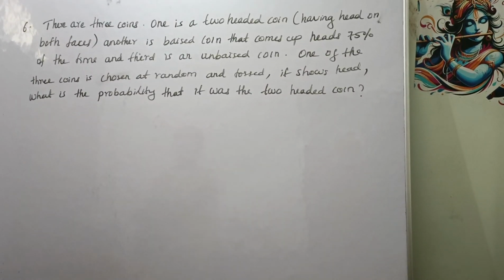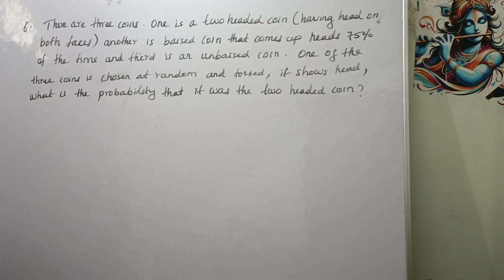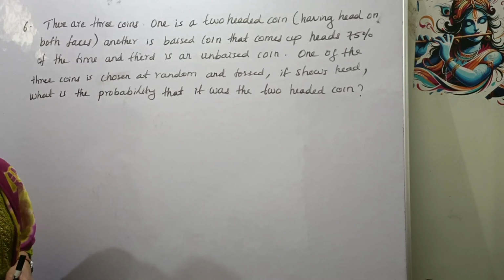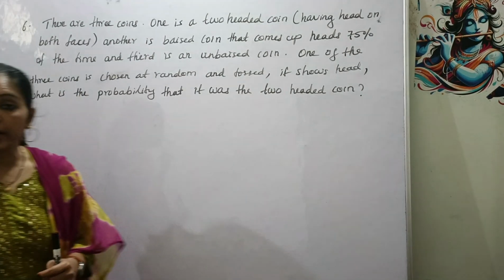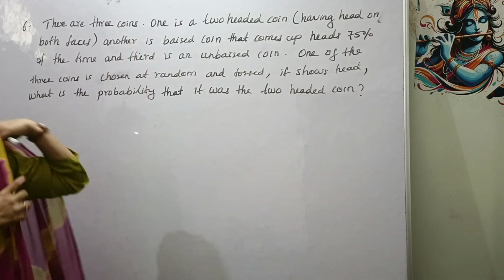There are 3 coins. One is a two-headed coin, that is having head on both faces. Another is a biased coin that comes up heads 75% of the time. And the third is an unbiased coin. One of the 3 coins is chosen at random and tossed, it shows head. What is the probability that it was the two-headed coin? There are 3 coins, one coin is tossed. So 3 types of coins. First is the two-headed coin.